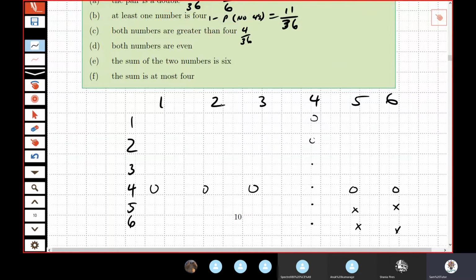Both numbers are even. I think we get it. 2, 2, 2, 4, 2, 6, 4, 2, 4, 4, 4, 6, 6, 2, 6, 4, 6, 6. That should be 3, 6, 9. 9 out of 36.